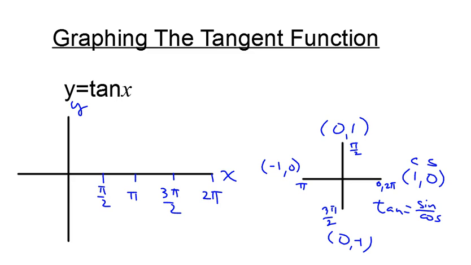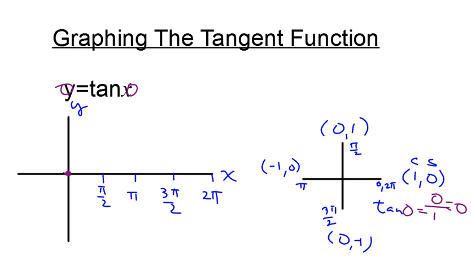So tangent, we said, is sine over cosine, right? So if I wanted to find the tangent of 0 radians, well, according to this, tangent of 0 radians would be sine, 0, over cosine, 1, which is 0. So I know that when x is 0 for tangent, y is 0. So my first point on my tangent graph will be 0, 0.